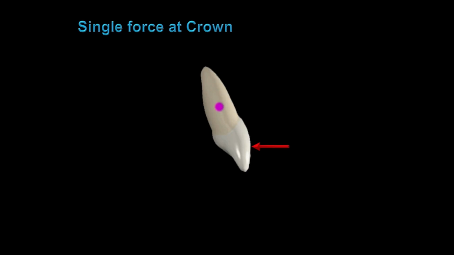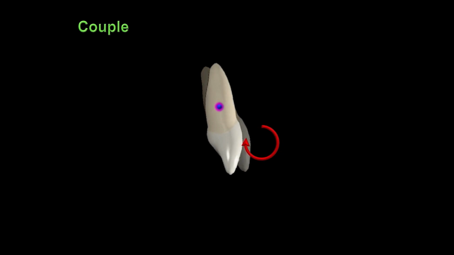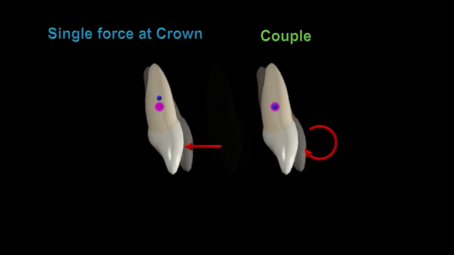When a single force is applied at the crown, it causes rotation around a point very close to the center of resistance. On the other hand, when a couple is applied to a tooth, the center of rotation is located at the center of resistance. A single force and a couple are fundamentally different physical quantities. However, their clinical manifestations can appear very similar to each other. Both of them lead to uncontrolled tipping.